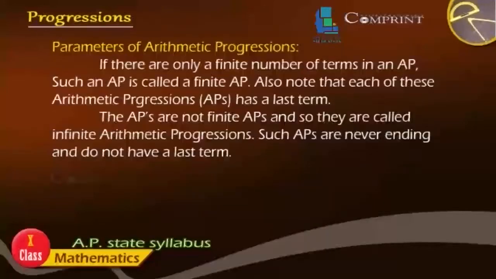Parameters of arithmetic progressions. If there are only a finite number of terms in an AP, such an AP is called a finite AP. Also note that each of these arithmetic progressions has a last term. The other APs are not finite APs and so they are called infinite arithmetic progressions. Such APs are never ending and do not have a last term.